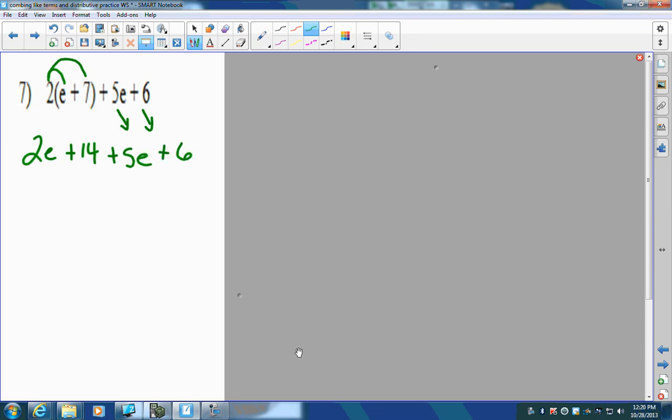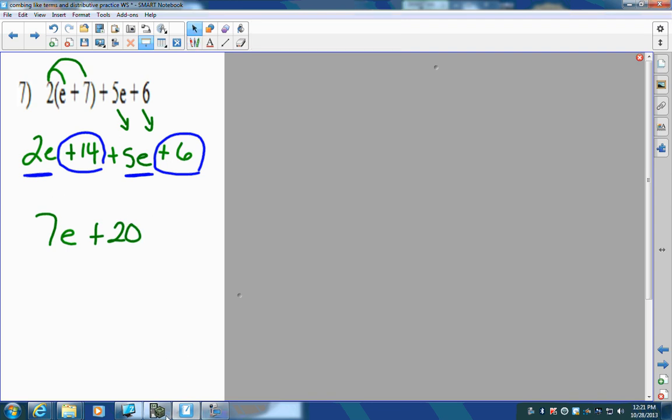Okay, so we did the distributive property first. Now put together the things that are alike. So I have 2e and 5e, which gives me 7e. And then I have 14 plus 6, which is 20.